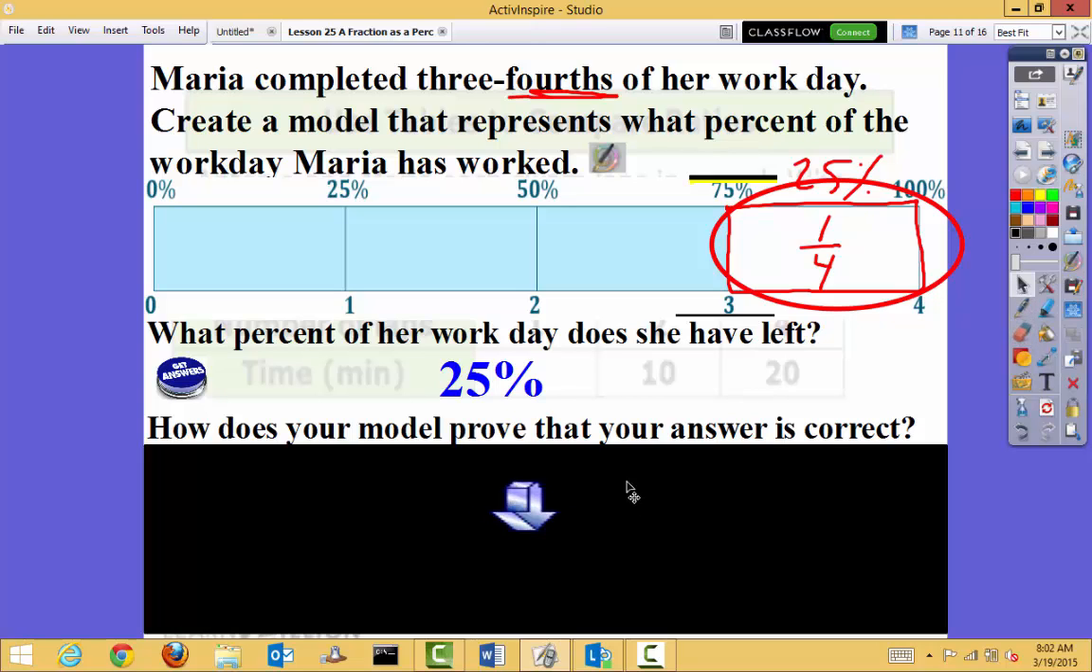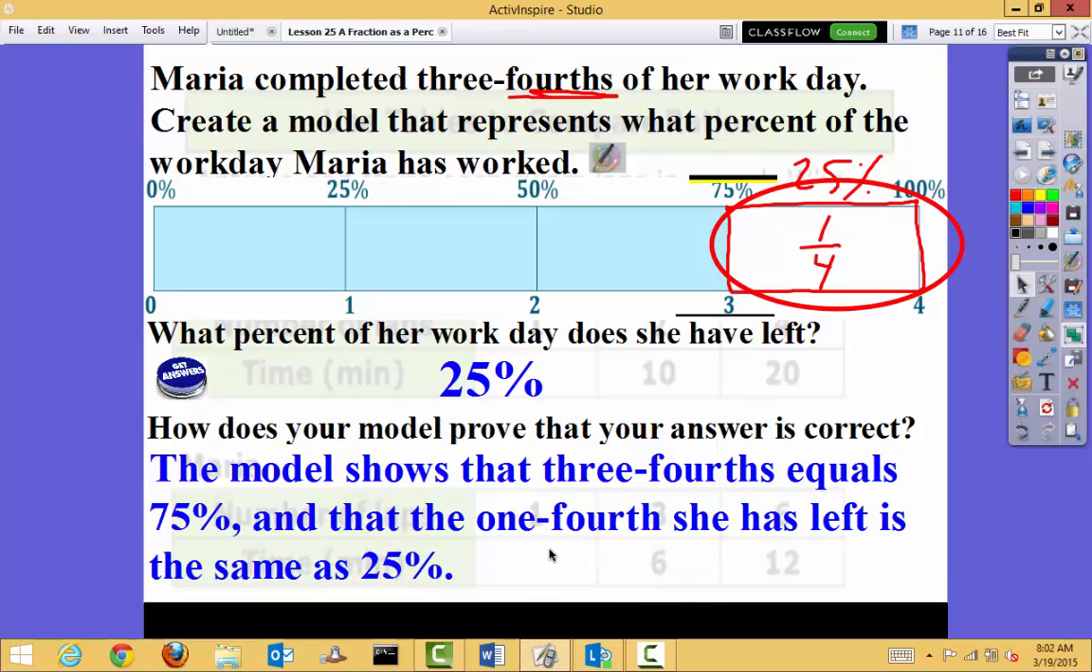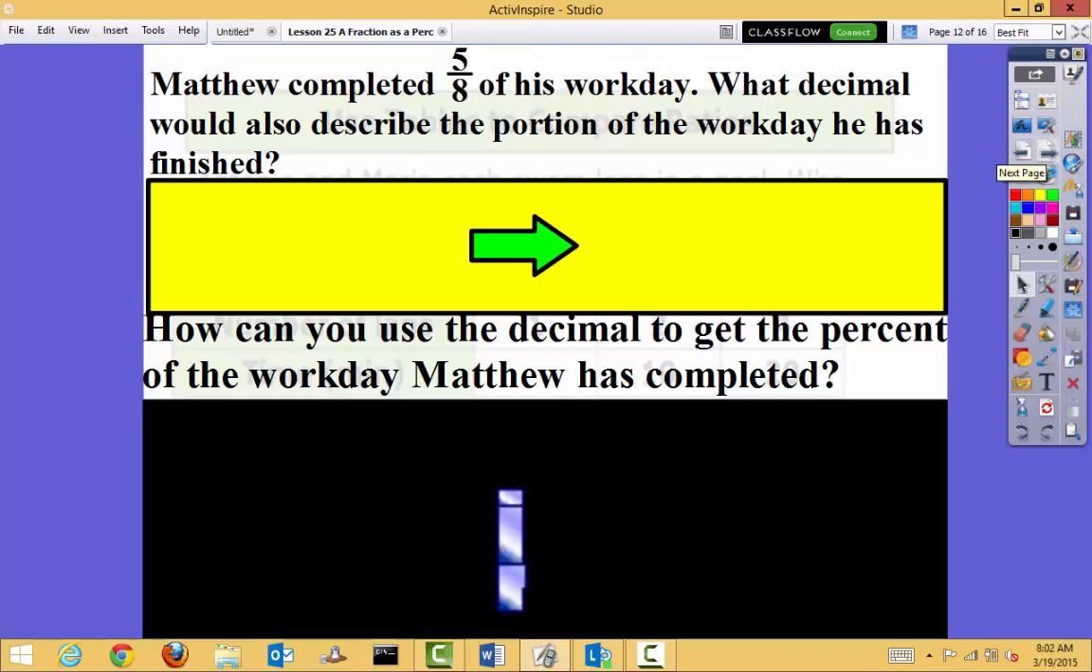So let's look at my last question. It's asking to prove. So how does the model prove my answer is correct? The model shows that 3/4 is equal to 75%. The 1/4 she has left, so from here to here, is the same as 25% from here to here. Alright, let's go on to our next problem.